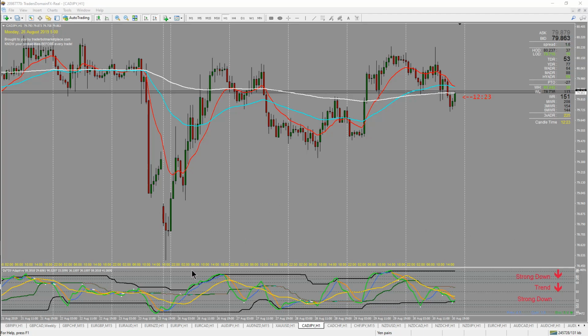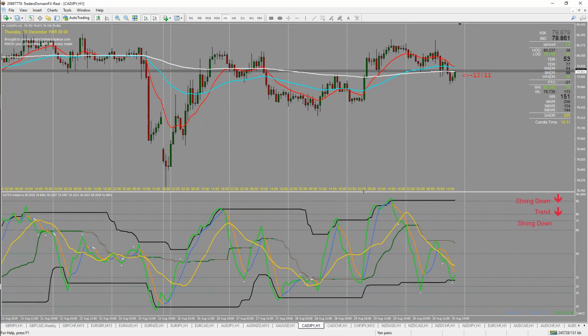Alright, so here's the other indicator that I was telling you about. It's called Trader's Dynamic Index, or TDI. It is basically a hybrid of a couple of different indicators. I won't go into what those are exactly.